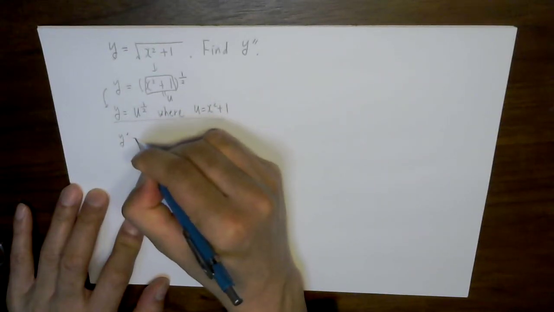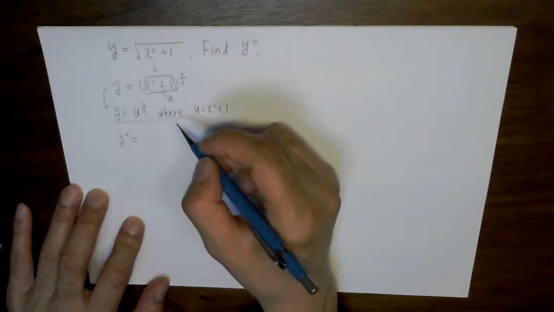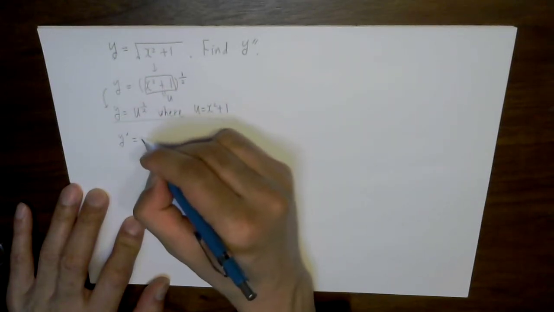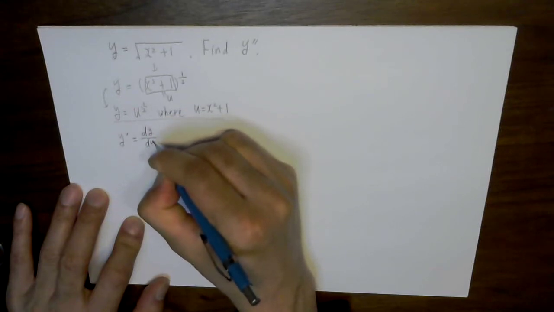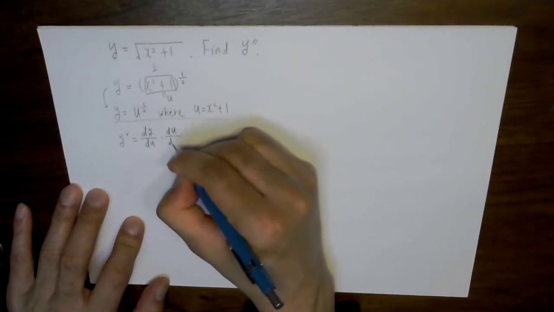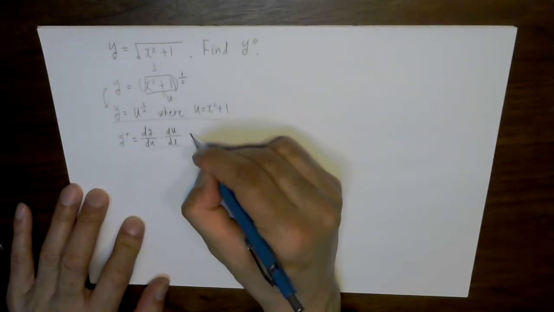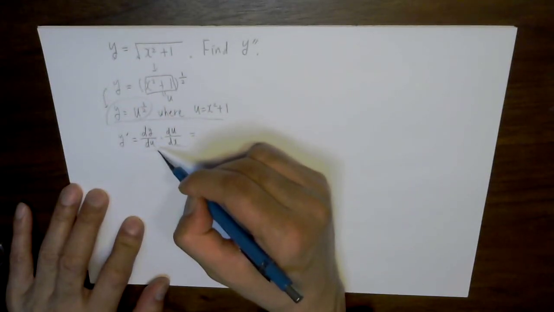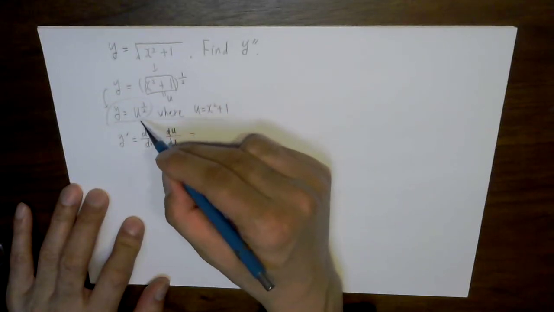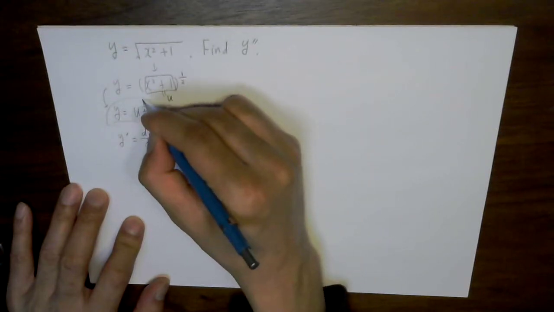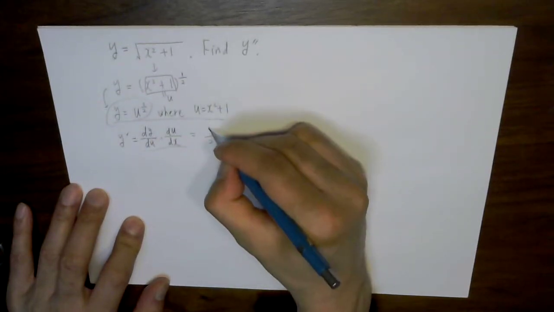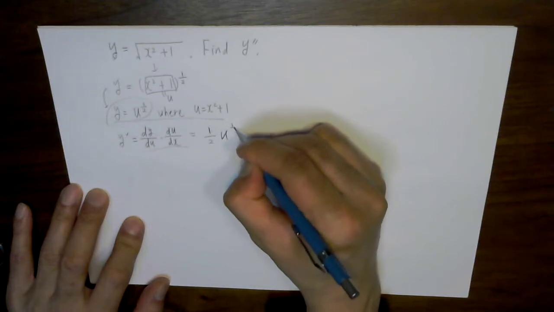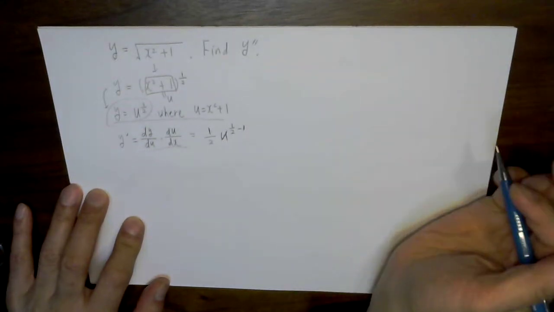Okay, so y prime. So how do you take the first order derivative of this composite function? Well, if you remember, it's dy/du times du/dx, right? That's the chain rule. So looking at the mother function, y is now a function of u, so you take the derivative of y with respect to u, 1/2 pops out, and then u, the exponent on u is now decreased by 1, so you take away 1 from 1/2.